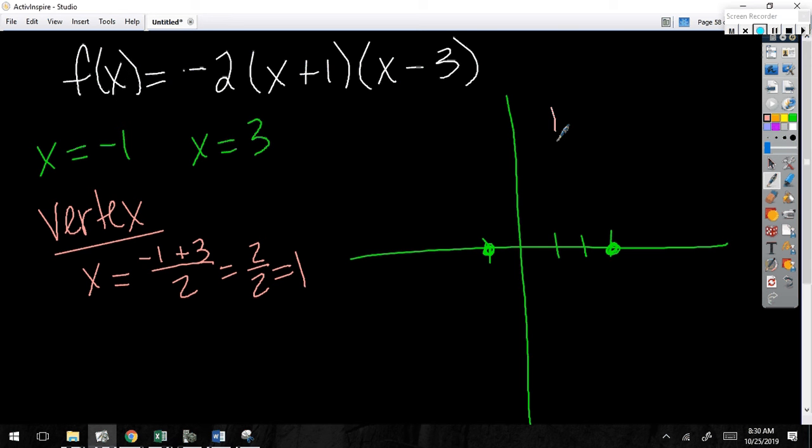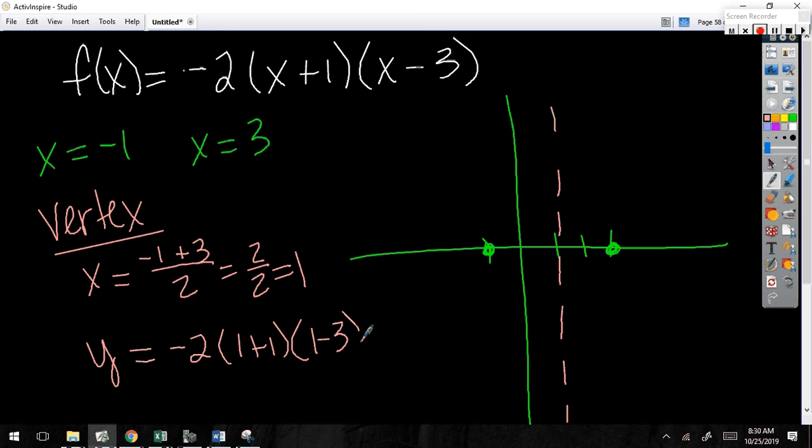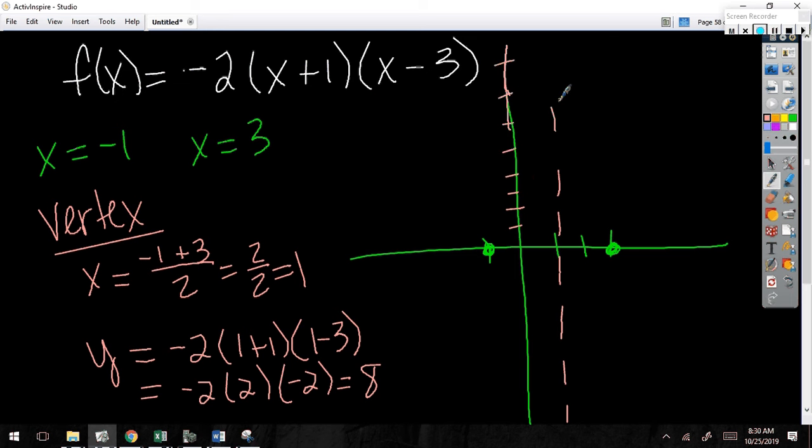Yes? 2 divided by 2, right. Add them and divide by 2. So how do you get the other number? If you've got x and you need the other number, what do you do? Yes, you plug it in for y. I mean, you plug it in to find y. So -2 times 1 plus 1, 1 minus 3. -2 times 2 times -2, which would be +8, right? So we'll go 1, 2, 3, 4, 5, 6, 7, 8.